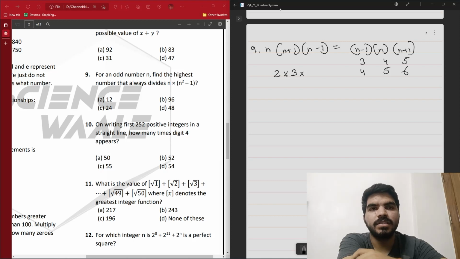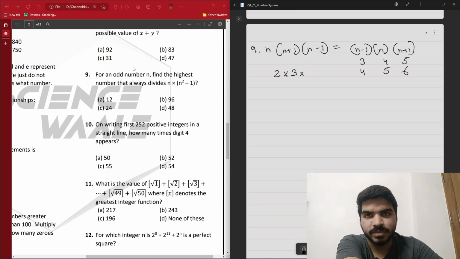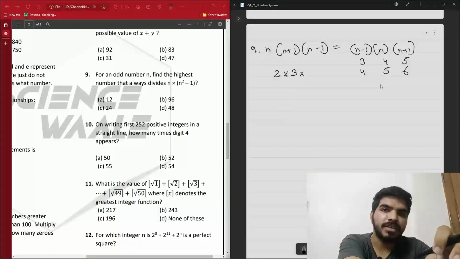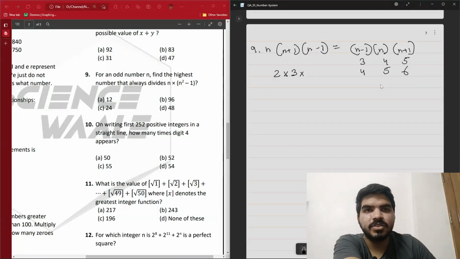People generally will do 6. Luckily I didn't give 6 as an option. But remember, we are given an odd number. If n is an odd number, then the number before it will have a 2, and the number after it will have a 2. So we have 2 square here.